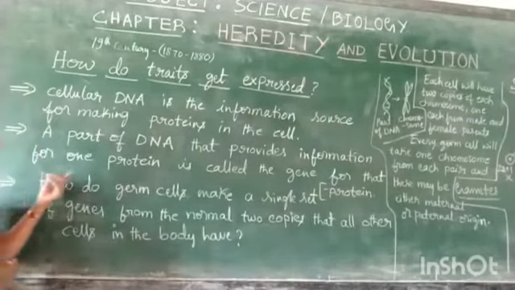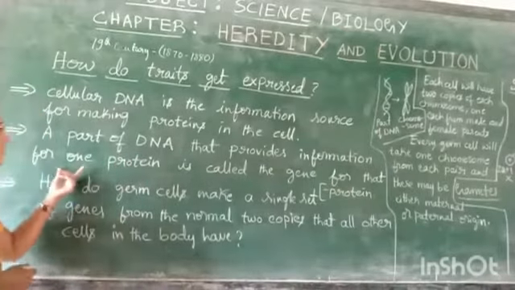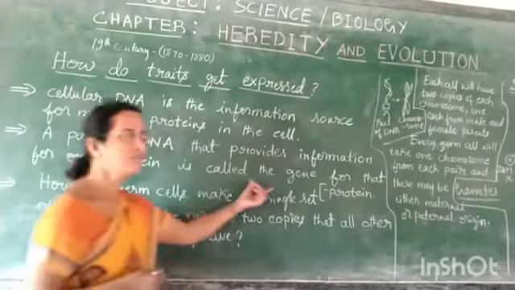So a part of DNA that provides information for one protein is called the gene for that protein.